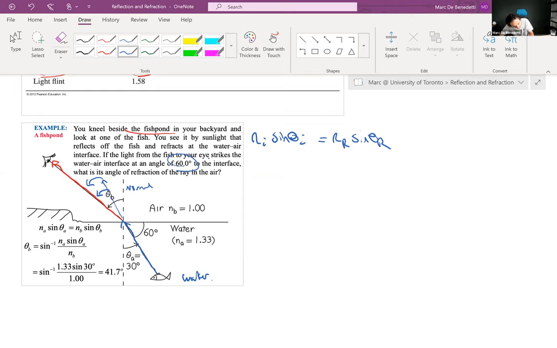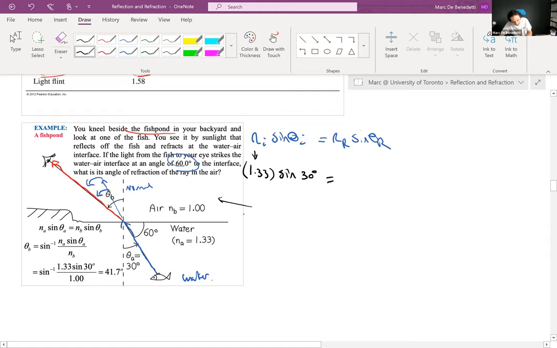So here, this is going to be 1.33, because this is going to be the n of water. That's the incident material. It's coming from water. Times sine of 30, which is a half, equals the index of refraction of air. That is the refracted material. The refracted material is up here, and that's air. So that's going to be 1 times sine theta refracted.